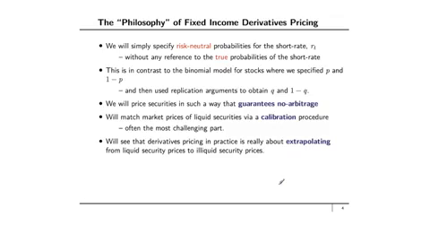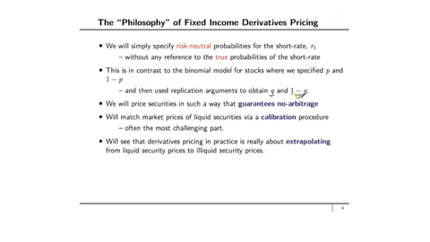What about the philosophy of fixed income derivatives pricing? Well, what we're going to do here is as follows. We will simply specify risk-neutral probabilities for the short rate R of t, and we will do this without any reference whatsoever to the true probabilities of the short rate. This is in contrast to the binomial model for stocks, where we specified p and 1 minus p, and then used replication arguments to get q and 1 minus q, the risk-neutral probabilities.